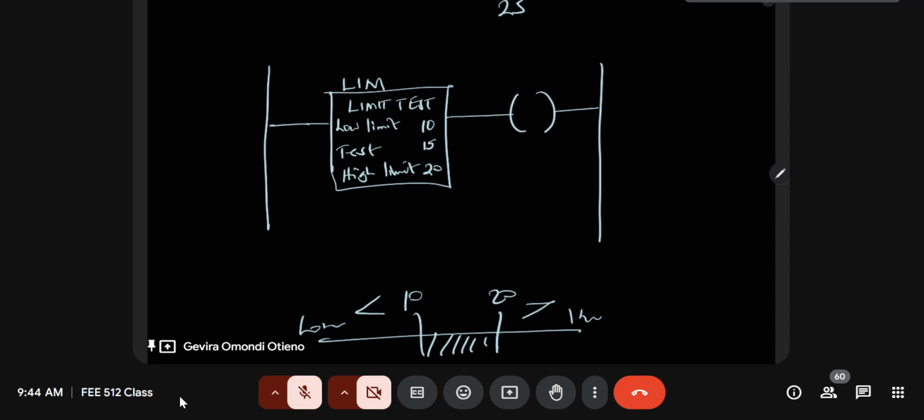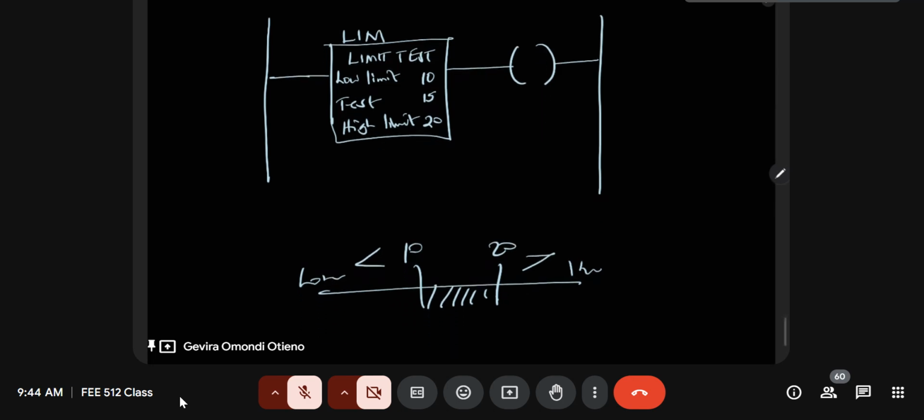So does 15 fall between 10 and 20? If it does, then that means it's true. So you put a logic 1 here, and the output is actuated accordingly. So that is how you do the limits. You must have a lower limit, you must have a higher limit, then the value you're testing.